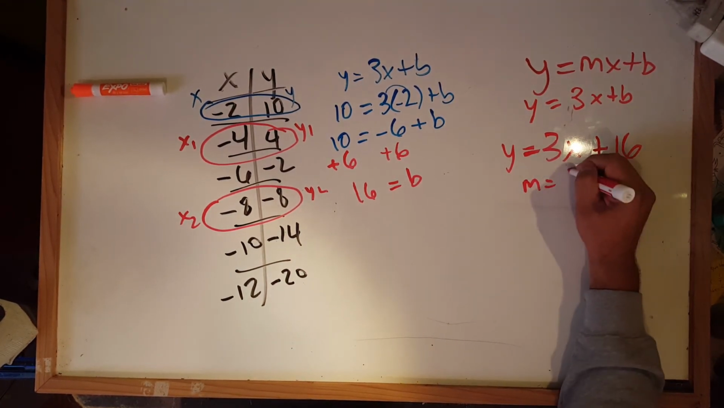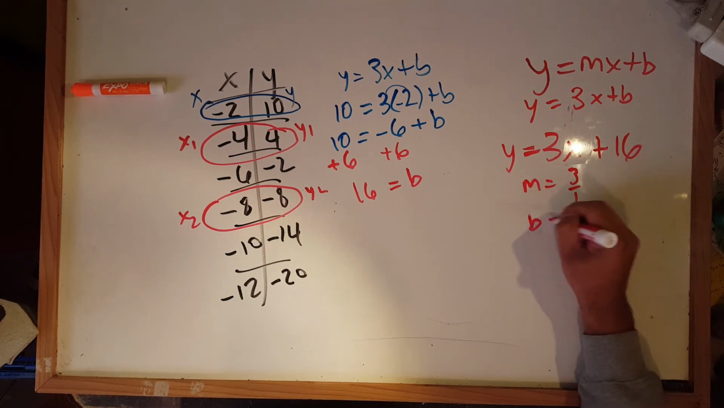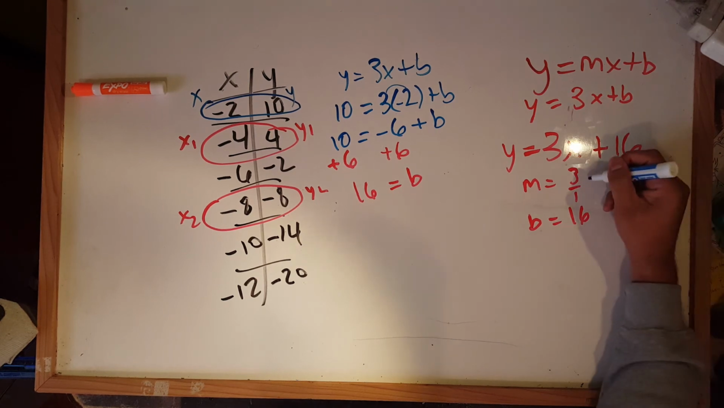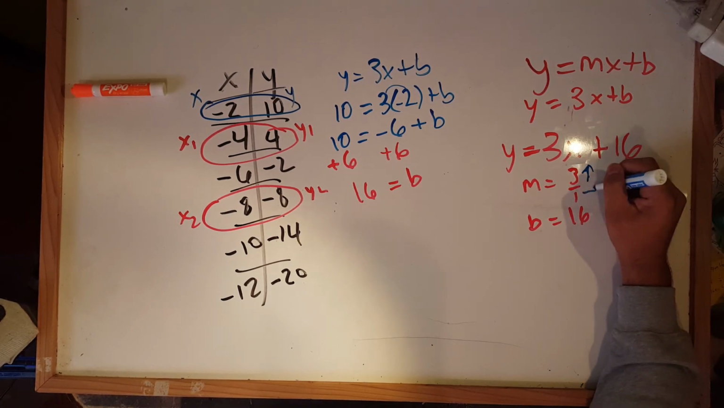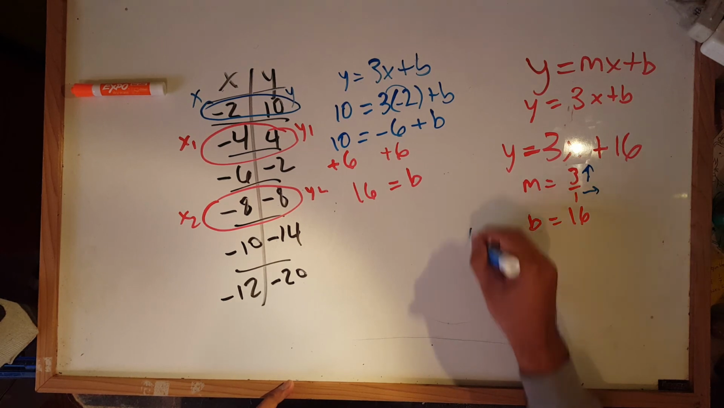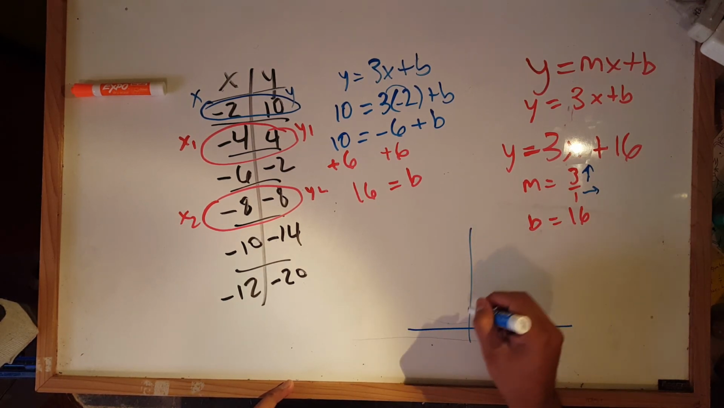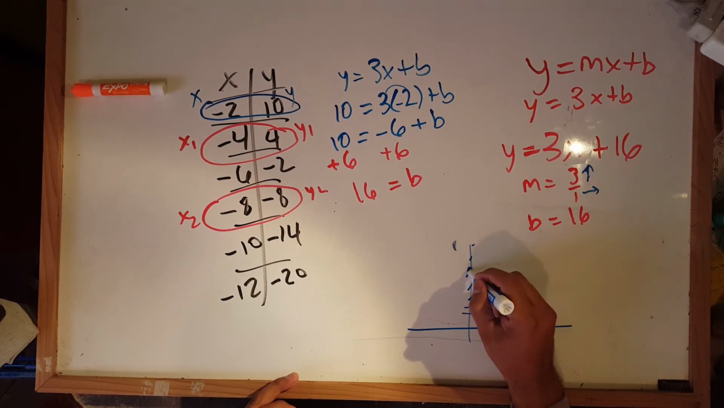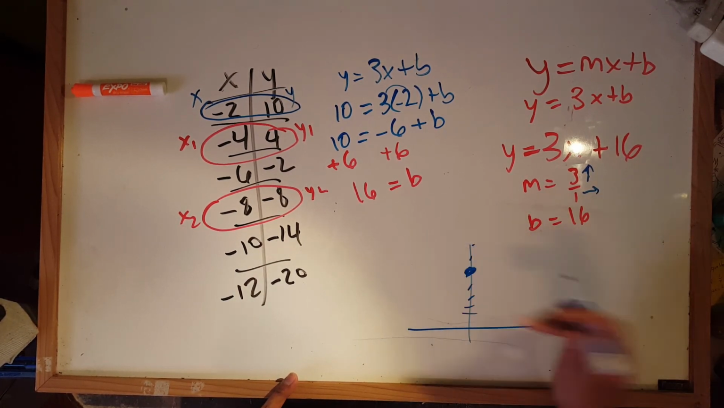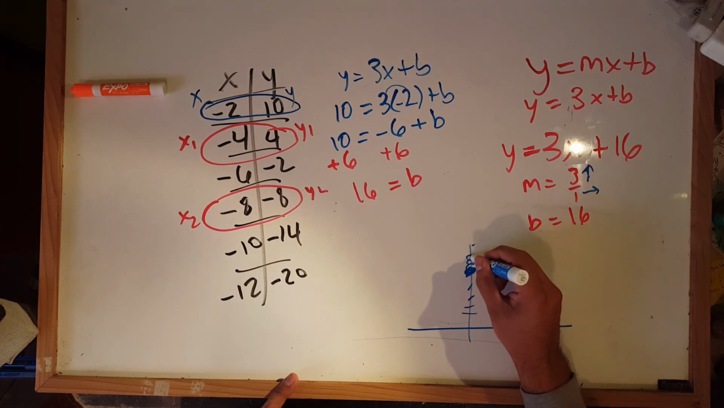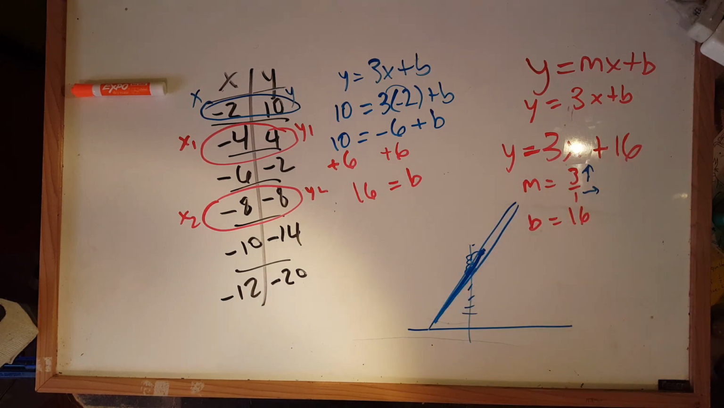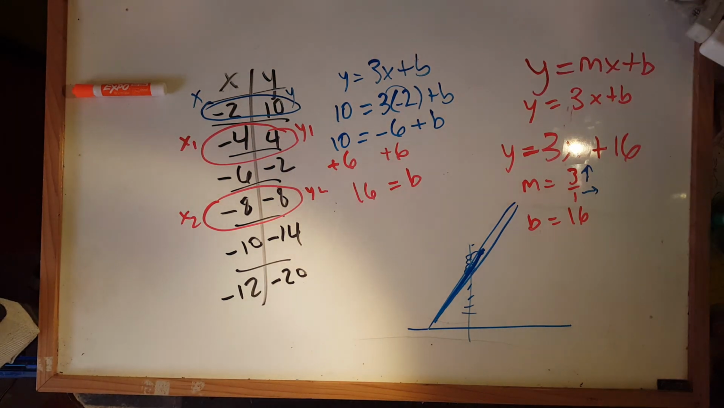So my m is 3, or 3 over 1. And my b is 16, or my door. My 3 over 1 tells me to go up and to the right because they're both positive, and my door is at 16. So if I have to graph this, it's going to be way up here. Well, let's pretend that's 16 right here. Well, not that high. Let's say this is 16. And then from there, I have to go up 3. 1, 2, 3, and over 1. So my line would be like this. Okay? And that is how you find slope and the y-intercept from a table.